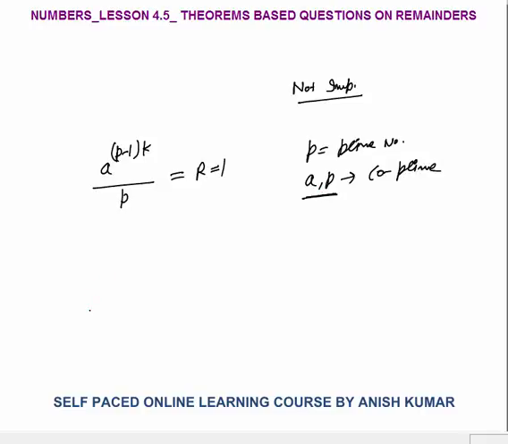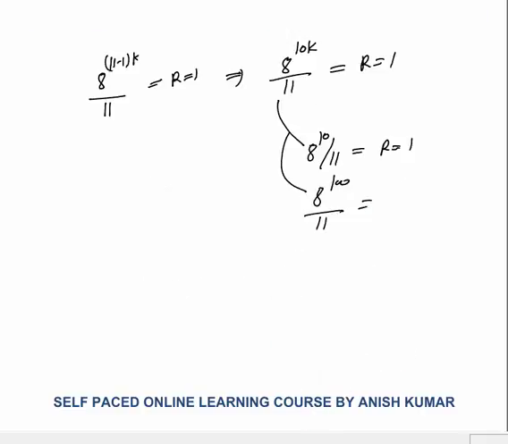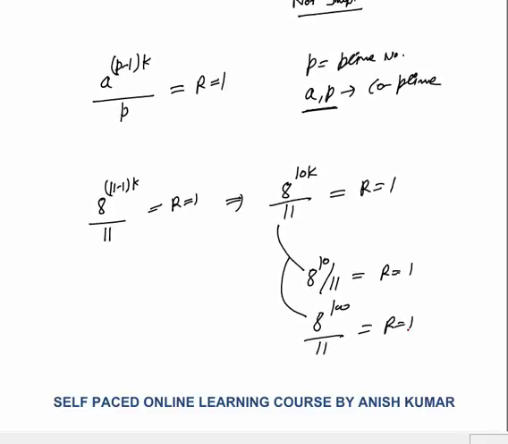For example, if p is 11, the prime number is 11, then any number, let's say 8 power 11 minus 1 into k, will give you remainder 1. So 8 power 10k by 11, the remainder will always be equal to 1. It means 8 power 10 by 11, the remainder will still be 1, or 8 power 100 by 11, the remainder would still be 1. You can put any value of k. k can be 1, 2, 3, 4, 5 up to infinity. k can be any positive integer.